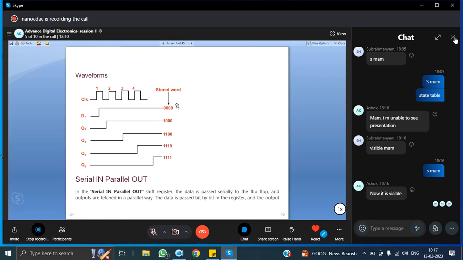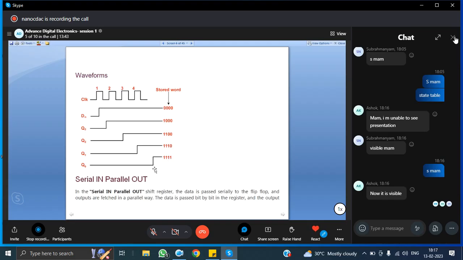Okay. So see here, this is the stored word initially. During the first negative edge of the clock, what is happening? During the positive edge of the clock, it is 1000. Again during the next positive edge of the clock, what is happening? 1100. Again during the next positive edge of the clock, q1 is taking 1, and again during the next positive edge of the clock, q0 is taking 1.